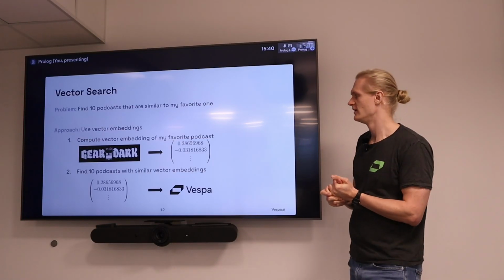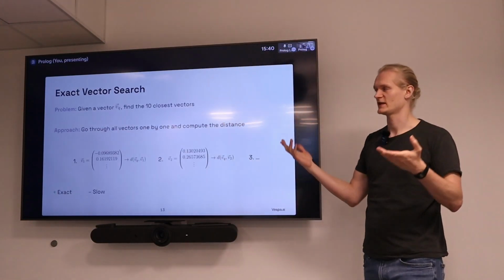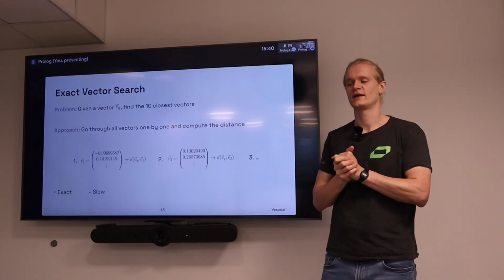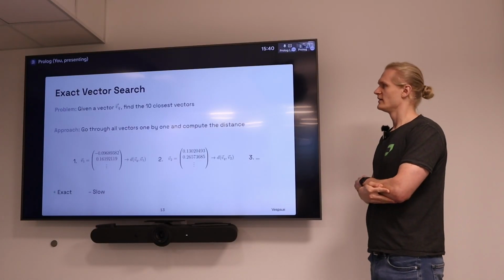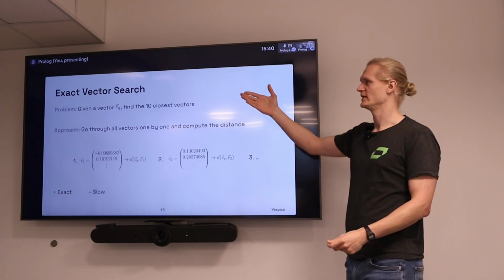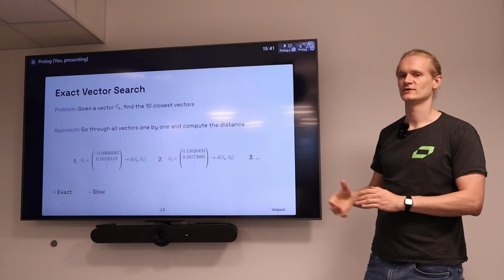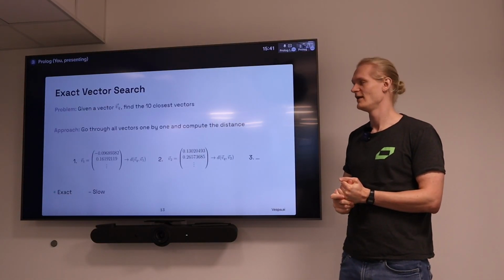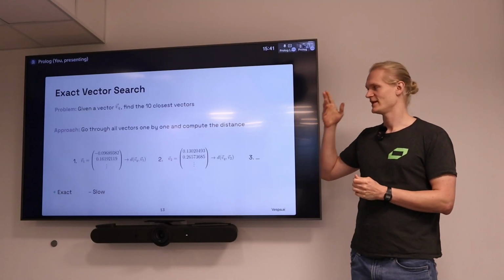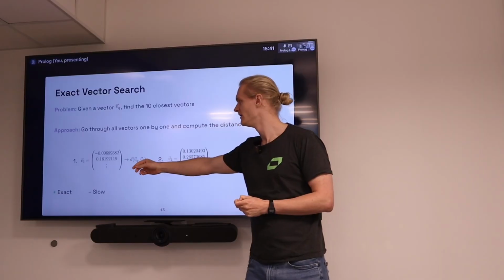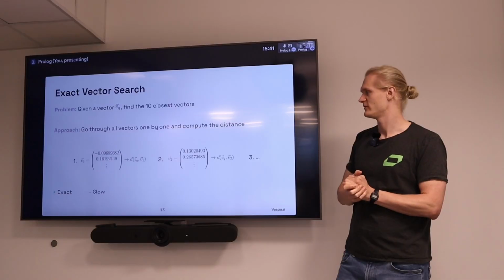Okay, now what is like the algorithmic problem that Vespa has to solve? It's, well, the vector search. Given a vector, we have to find the 10 closest vectors among these millions of vectors that we have. And the simplest way to approach this is just to do an exact vector search. And sometimes this is also called a brute force vector search. And what we do is we just go through all vectors one by one and compute the distance. So I take the very first vector in my database and compute the distance to my query vector, which in this case is like the vector of my favorite podcast.